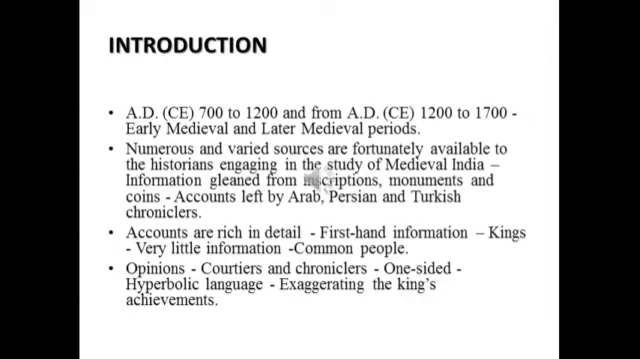So the numerous sources helped historians to have an interest in the study of medieval India. At the same time, the information acquired from the inscriptions, monuments and coins, and left by the Arab, Persian and Turkish chroniclers, gives us a lot of information.